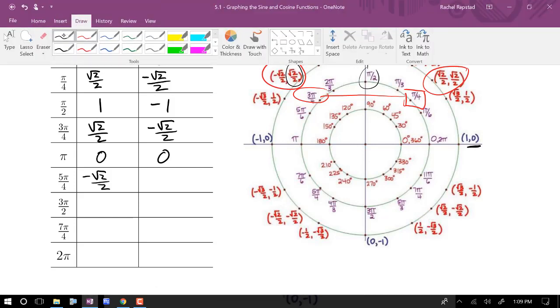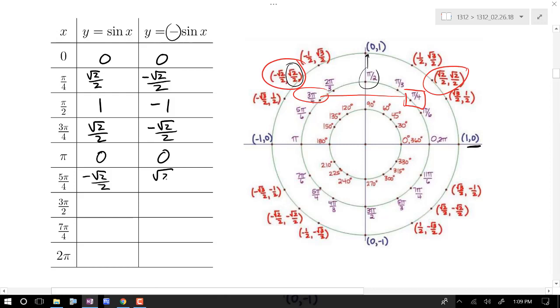So at 5 pi over 4, minus sine of x is a positive root 2 over 2. 3 pi over 2 is at the bottom of the circle, so sine is a negative 1, which means the negative sine x there is going to be a positive 1. At 7 pi over 4, we're over here in the fourth quadrant. Sine is a negative root 2 over 2, so its negative is a positive root 2 over 2. And then at 2 pi, we're back at the same as 0. 2 pi and 0 are the same angle, so they're both 0 there.